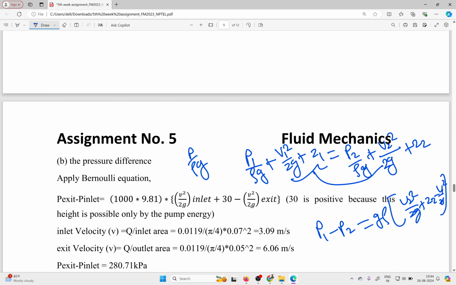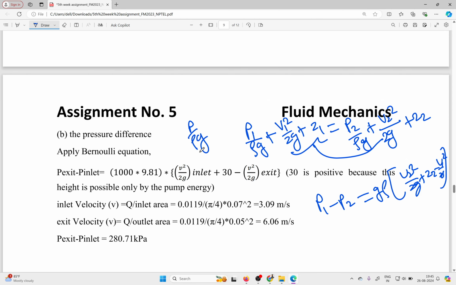So that thing is written here, V square by 2g at inlet and exit. You just put whatever discharge you have got. The discharge is 0.9 and the area is pi by 4 into d square, meaning 0.07 square, and you will get the velocity like that. When you calculate the velocity at exit, you put 0.05 and you will get this much. So, the pressure at exit and inlet, or you can say here P1 minus P2.